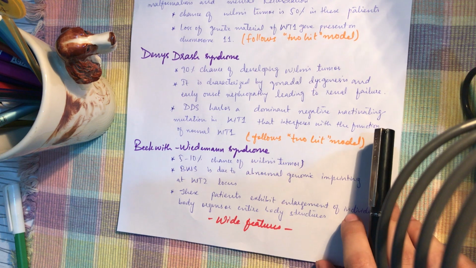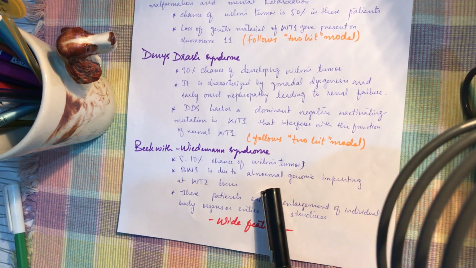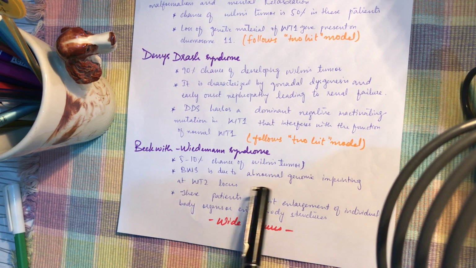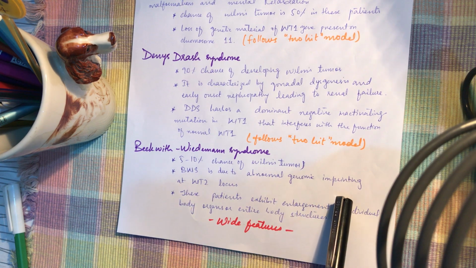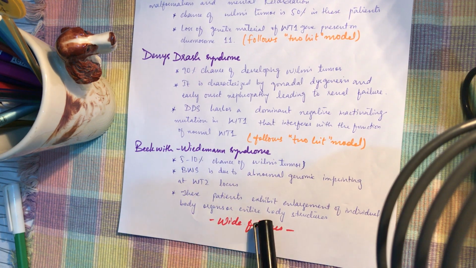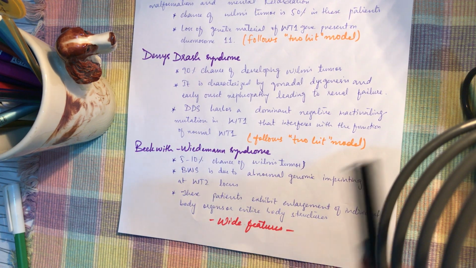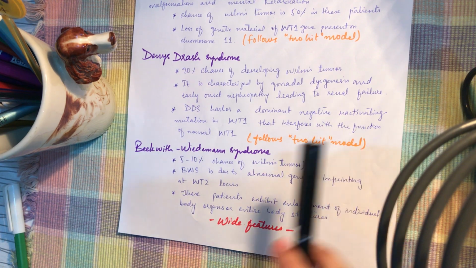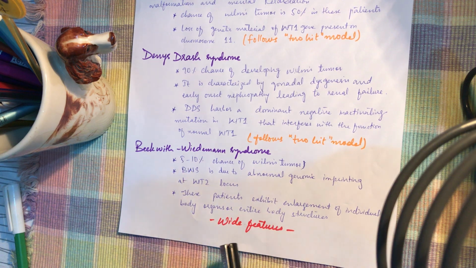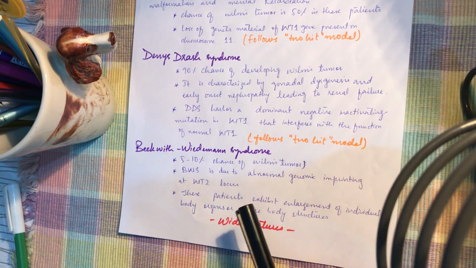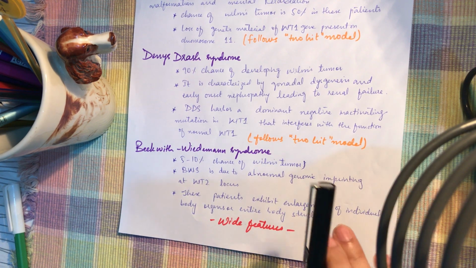Okay, so the Beckwith-Wiedemann syndrome, 5 to 10% chance of the Wilms tumor is present here, and the Beckwith-Wiedemann syndrome is due to the abnormal genomic imprinting at the WT2 locus. Okay, so these patients exhibit enlargement of individual body organs or the entire body structures. So one important way to remember is that it is Wiedemann, so there are wide features. The patients can have the macroglossia, enlarged body organs, omphalocele. So this was all about the Wilms tumor.